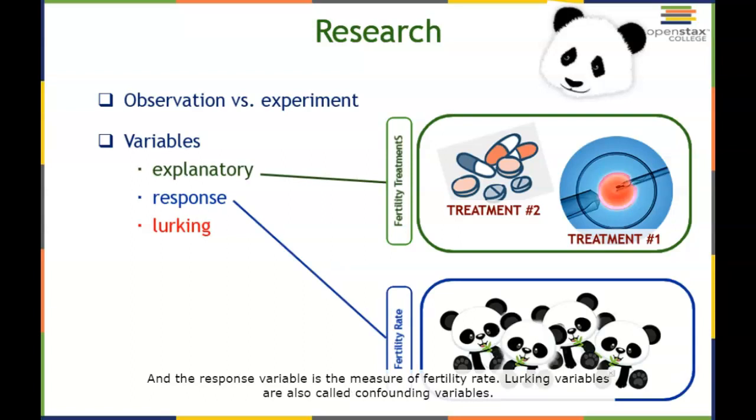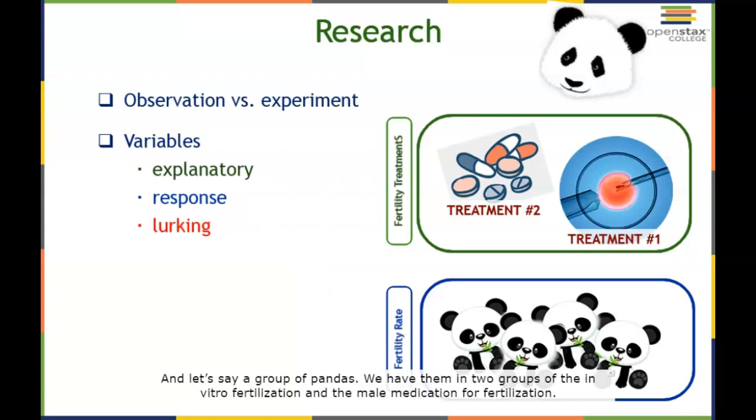Lurking variables are also called confounding variables. They are related to explanatory variables and response variables, but it's when outside variables can influence the results of your study. So let's go back to the panda fertility. And let's say we have a group of pandas in the two groups, the in vitro fertilization and the male medication for fertilization.